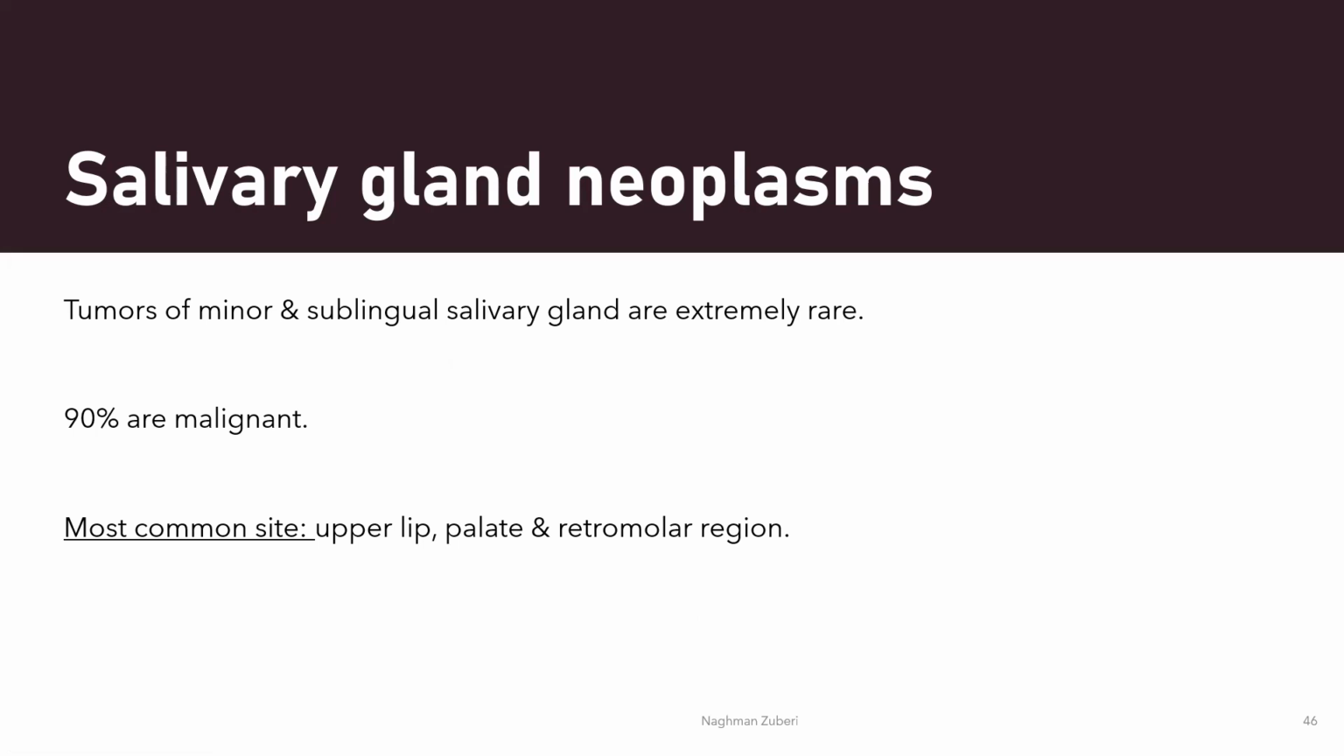We are discussing the salivary gland neoplasm. Tumors of minor and sublingual salivary glands are extremely rare. 90% are malignant. Most common sites: upper lip, palate, and retromolar region.